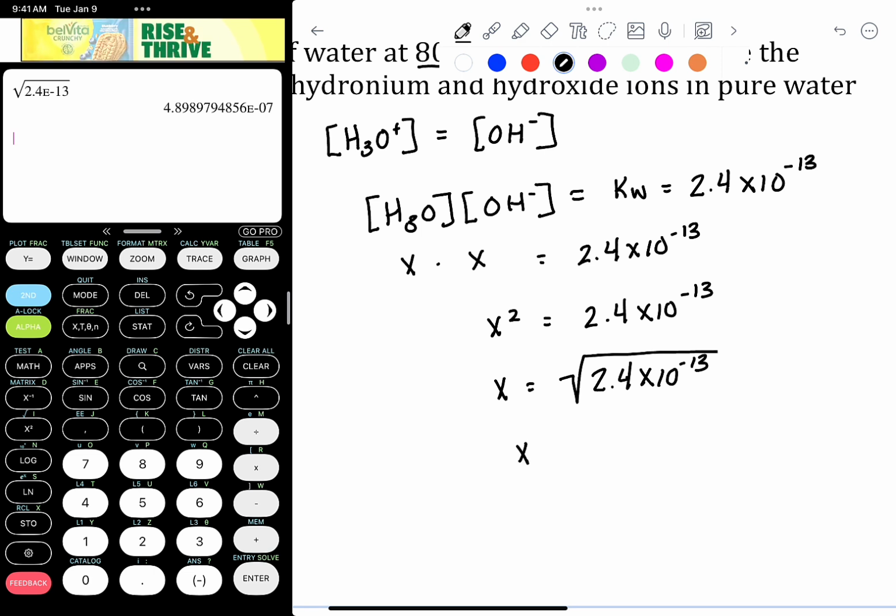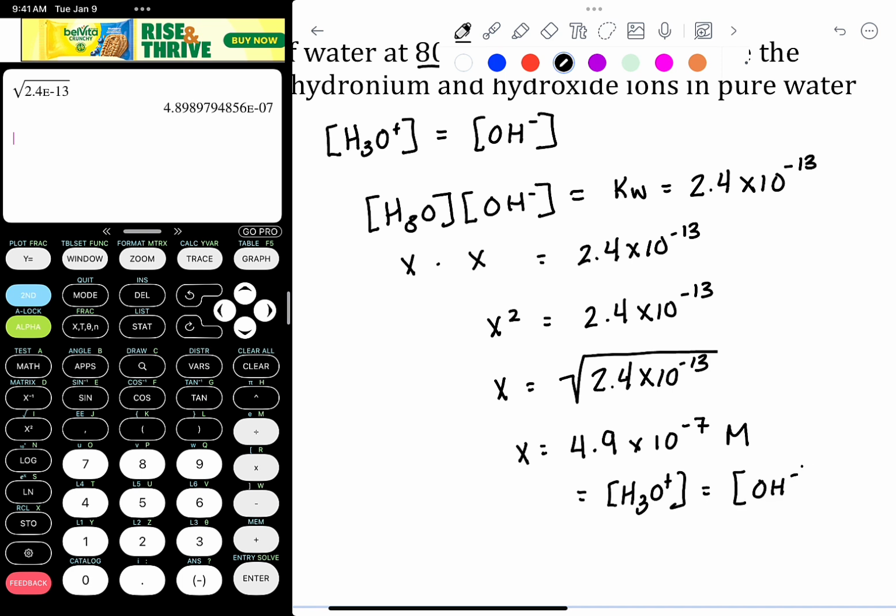And we get out that x is equal to 4.89. Let's just call that 4.90 times 10 to the minus 7 molar, and that is then equal to both the H3O plus concentration and the OH minus concentration. So we can just continuously use this x squared is equal to Kw example. No matter what the temperature is, those hydronium and those hydroxide ion concentrations are always going to be equal to each other because of our balanced chemical equation. So as long as we know what that Kw is, we can find those ion concentrations in pure water.